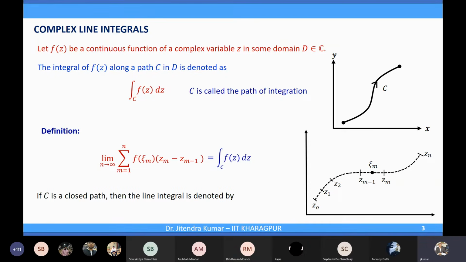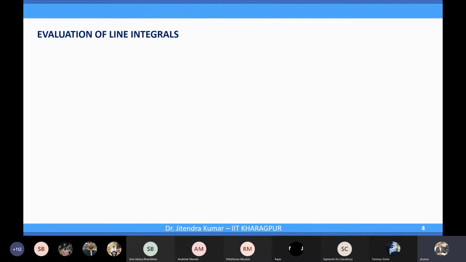So this is some sort of summation of this function with this interval length. And if C is a closed curve, then the line integral is denoted by this closed symbol, this circle over the integral sign, and f(z) dz. So this means the curve is closed. So this was what we have discussed already. Now coming to the evaluation part, because this is important, how to evaluate those line integrals. There are various ways, and in particular we will consider three different ways.